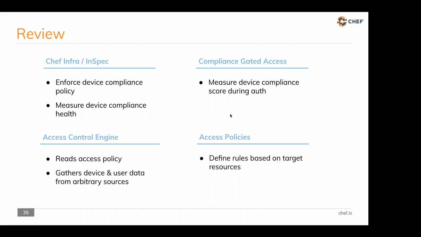Compliance gated access is really just being able to measure the device's compliance score during every authorization attempt. Access policies are the rules that define the level, the score, that the machine must have if I'm going to allow it to access something. And the access control engine just really ties together the request, the access policy, and then the device context and user data from whichever sources you want.